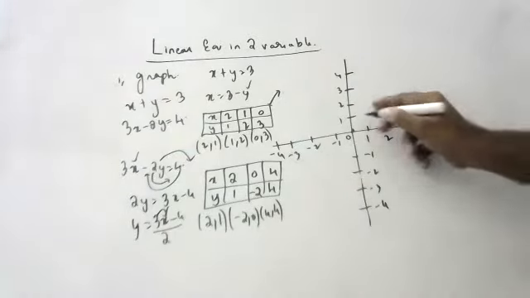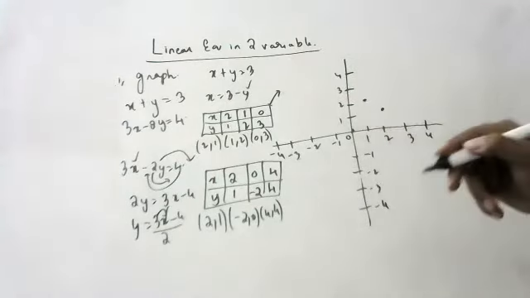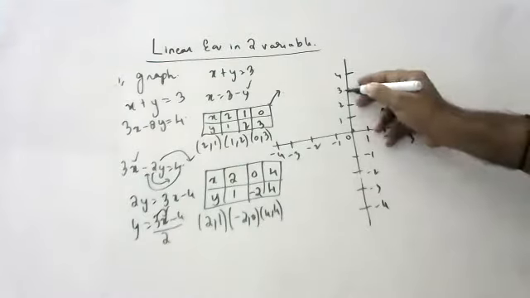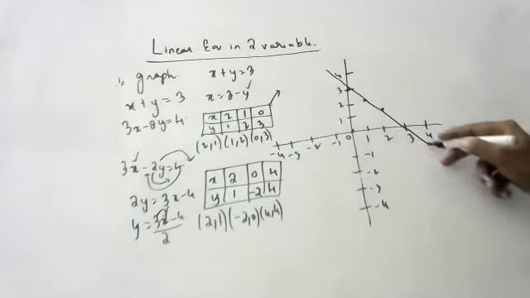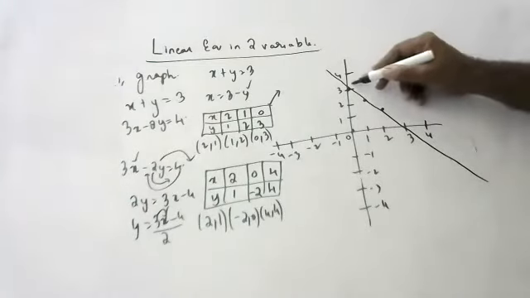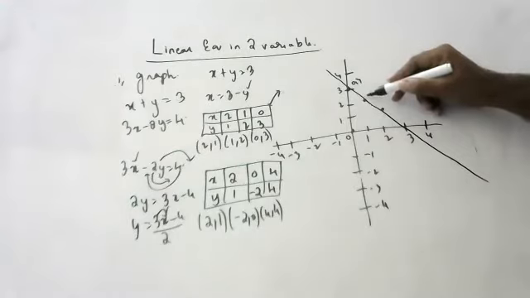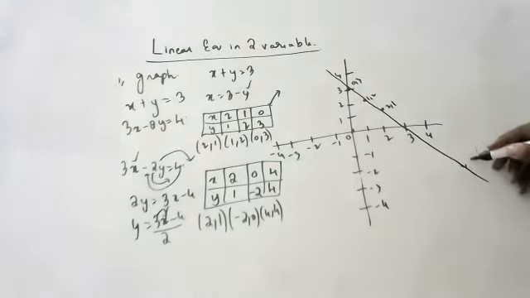Okay, so 2 comma 1. First one is 2 comma 1, means here. Second one, 1 comma 2. Third one is 0 comma 3. So you can extend this line like this, anything. You have to put 0 comma 3. This is 1 comma 2, this is 2 comma 1, and this is line A, one line.